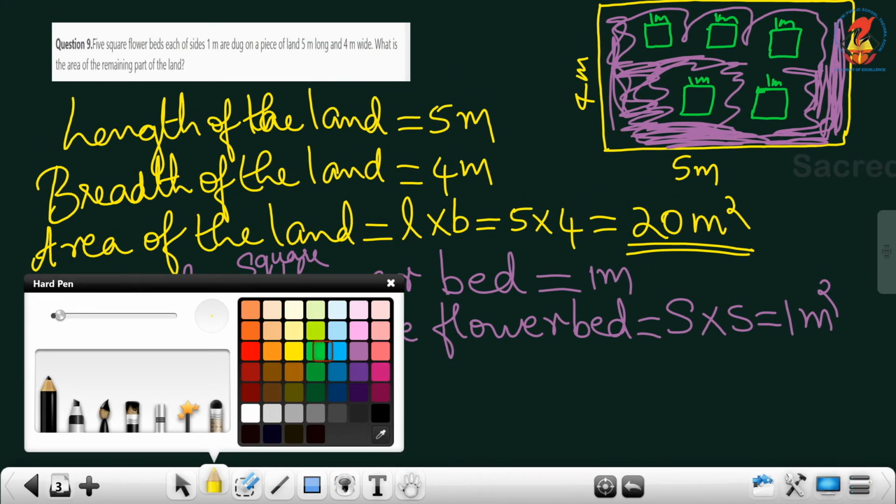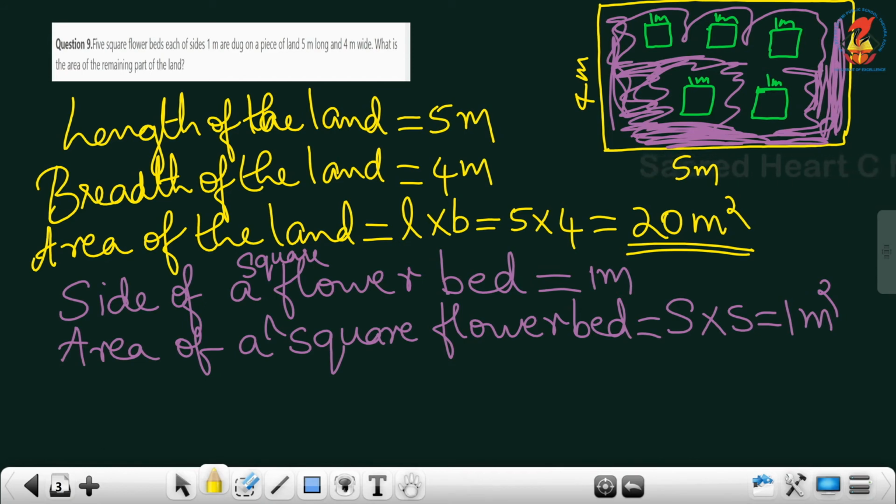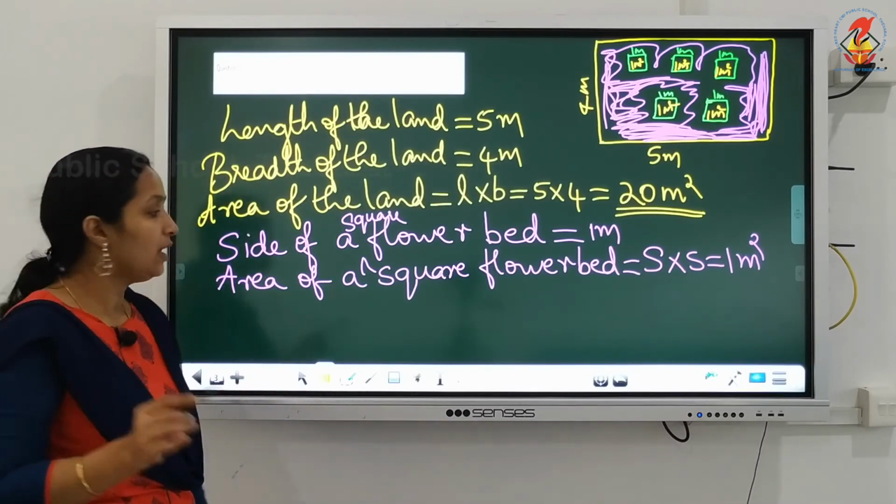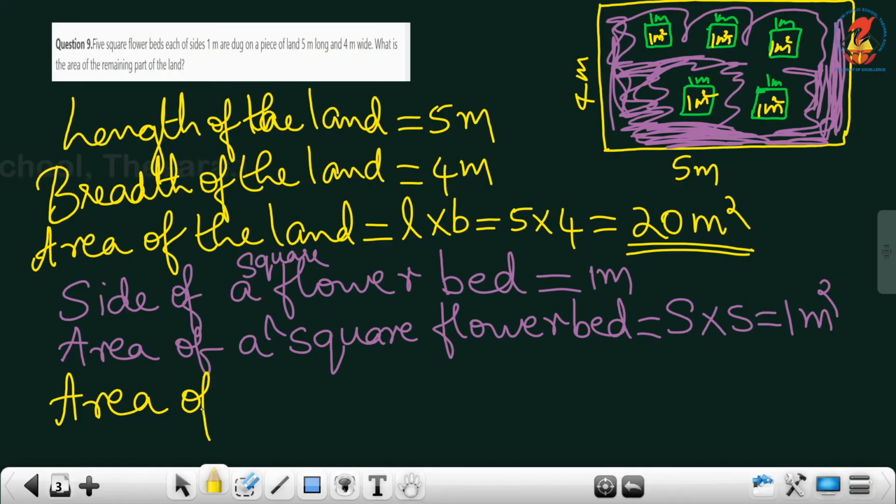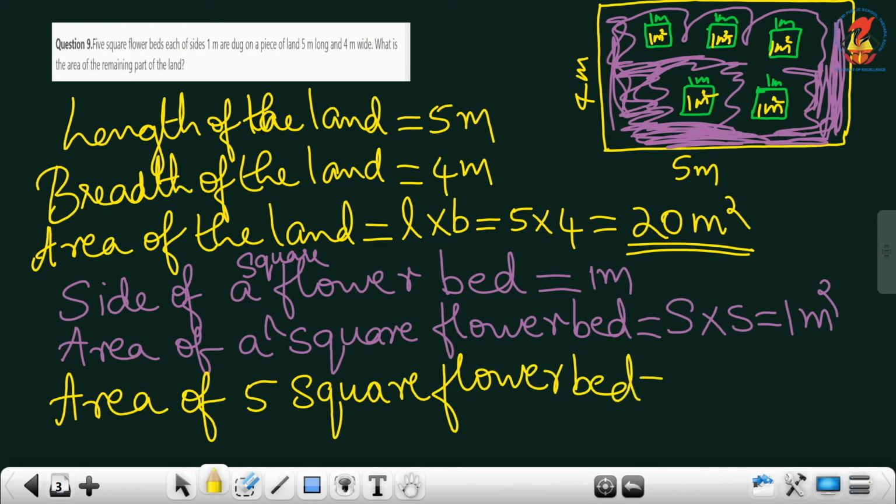Listen, children, area of 1 square flower bed is 1 meter square. So what is the area of 5 square flower beds? Area of each square flower bed is 1 meter square. Area of 5 square flower beds is equal to, how will we find? 5 into 1. What is the answer? 5 meter square.